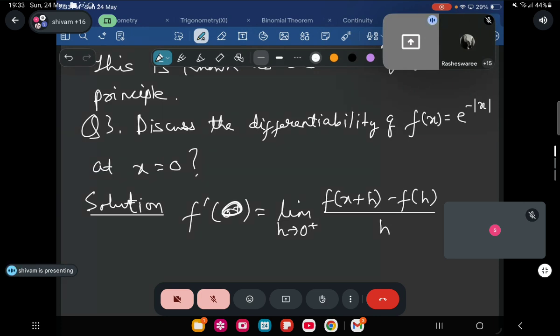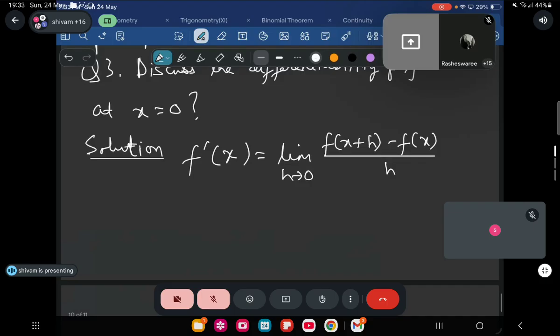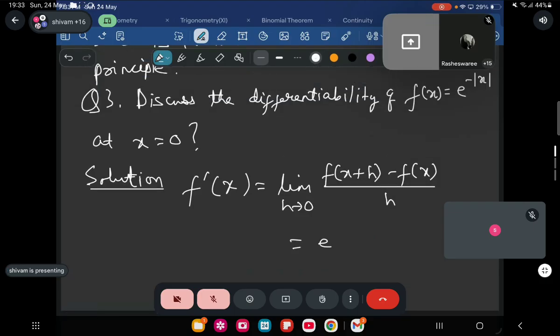So first of all, let us find out f dash x. F dash x will be equal to limit h tends to 0, f of x plus h minus f of x upon h. So this will become how much? E to the power minus mod of x plus h minus what is f of x? E to the power minus mod of x divided by h.